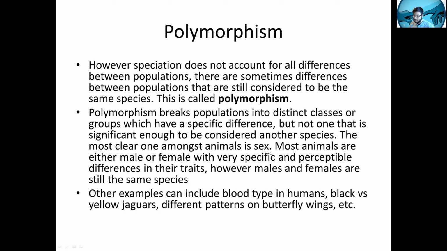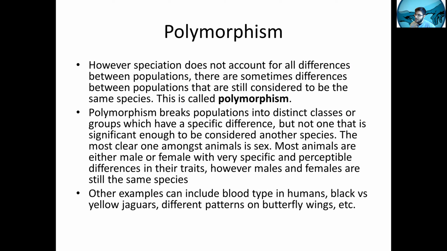For example, height is not really considered polymorphism because it's more like a scale, whereas something that is considered polymorphism is sex among animals. Most animals are either male or female, with very specific and perceptible differences in their traits and genetics. So, for example, you can clearly see they have different chromosomes, different reproductive organs, and things like that. Between most animals, they have different sex.